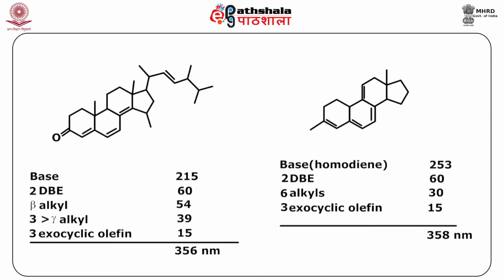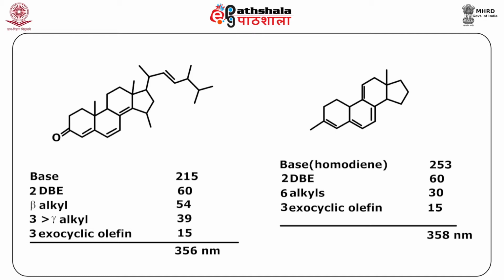However, this specific example deals with a system which has both options, a homodiene as well as a heterodiene. As a principle, we always try to take the system which has the higher base value. So, here the homodiene system with a base value of 258 nanometers is taken as the standard.